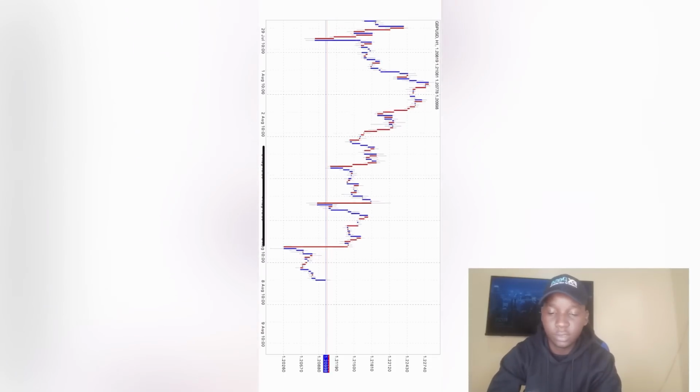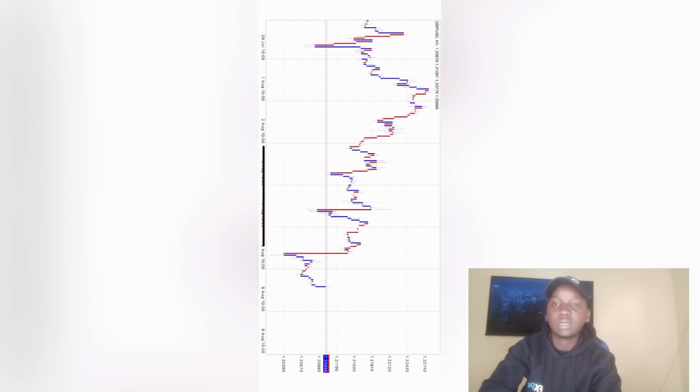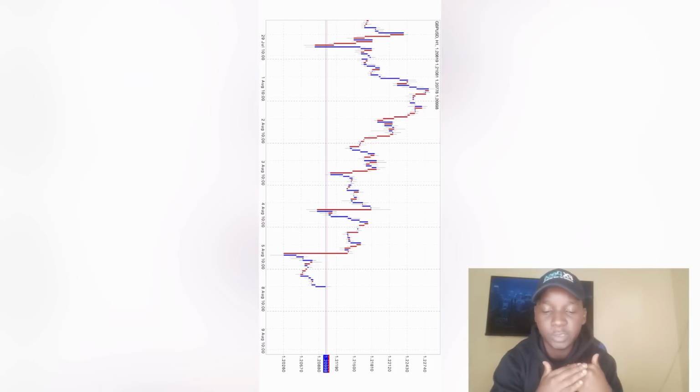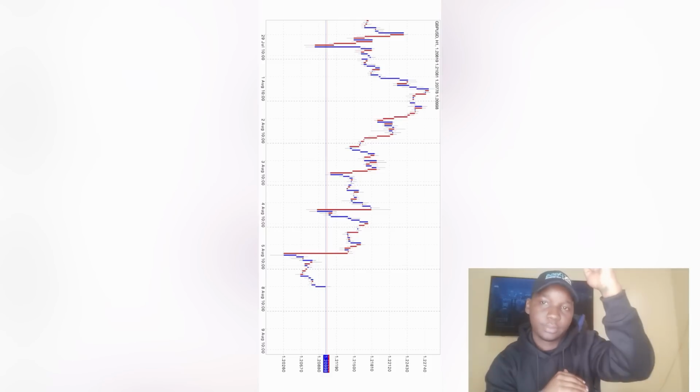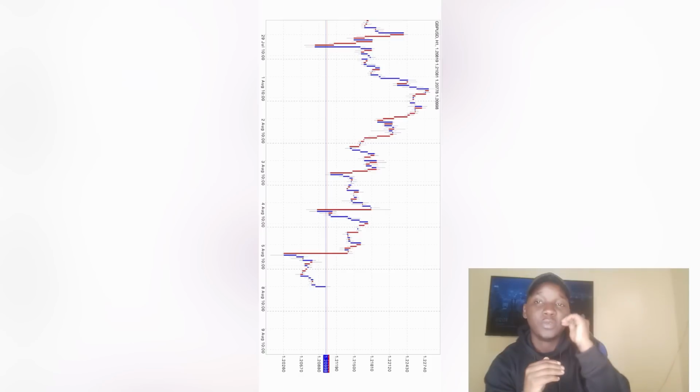Okay, now this is how it looks. Now let us look at how you can use your stop loss value and your take profit value. If you're buying, you're expecting the market price to go up. And if you are selling, you're expecting the current market price to go down.